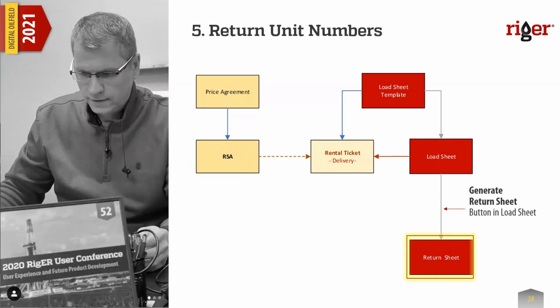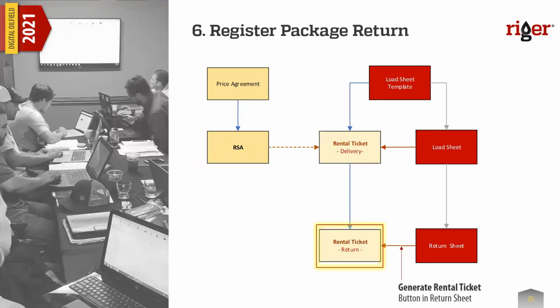Then when the job is done, you generate a return sheet from the load sheet, the next document in the sequence, and all the equipment will be returned. Next step is to register the equipment return and the end of the rental period. So you will generate a rental ticket return as the next document in the sequence.